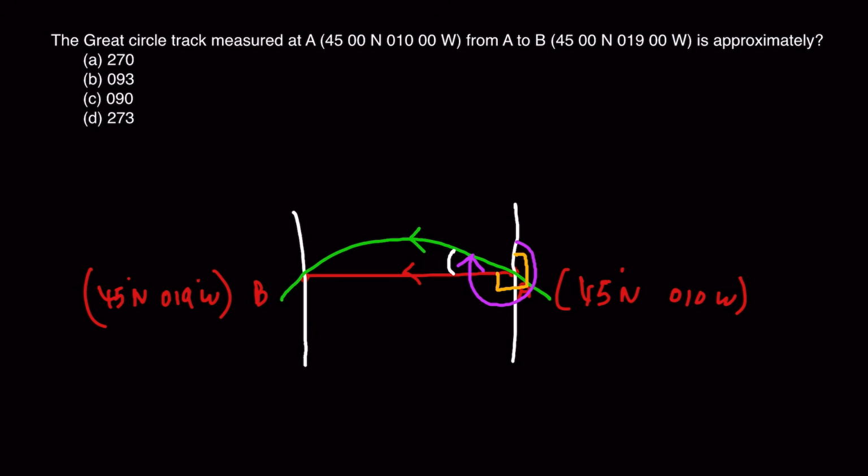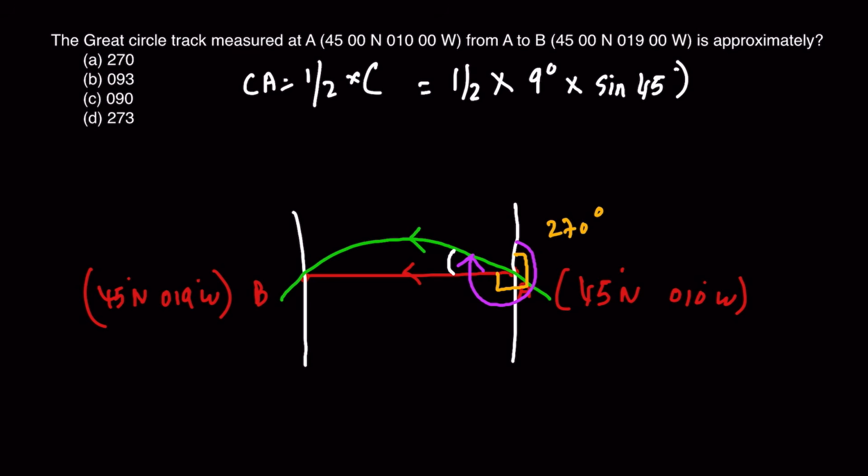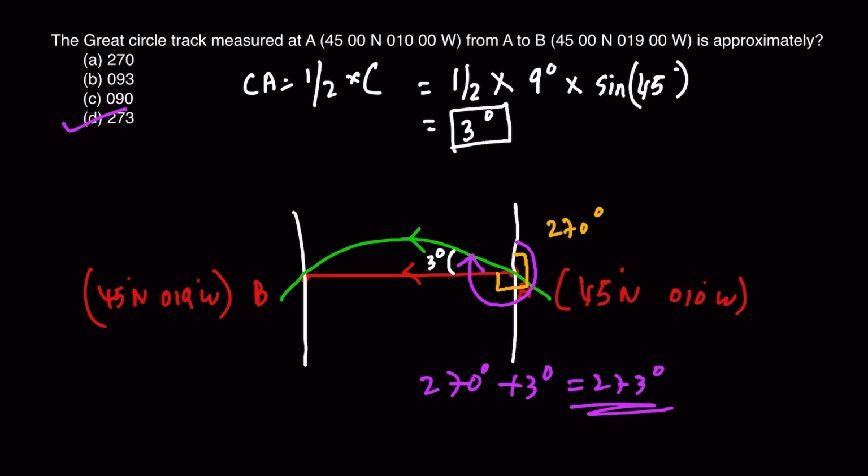So what is the yellow angle? How much is the yellow angle? 270. What about the white angle? Let's find it out. So white angle is what? Conversion angle, which is half of convergency, which is half of change in longitude. How much is the change in longitude? From 10 to 19, 9 degrees into mean latitude. Mean latitude is sine of 45 only. Mean latitude is 45. So my conversion angle becomes 3 degrees. This angle is 3 degrees. So the magenta angle becomes 270 plus 3 degrees, which is 273 degrees, which is delta.